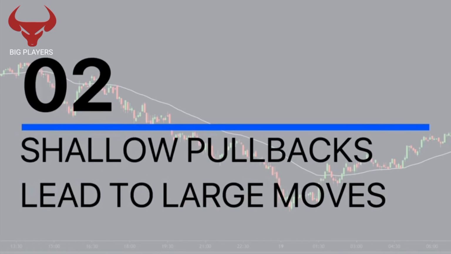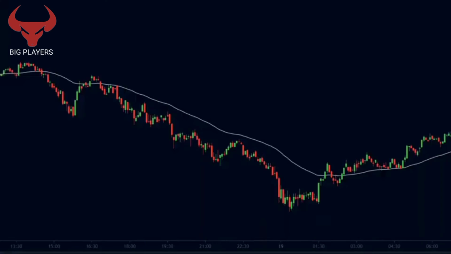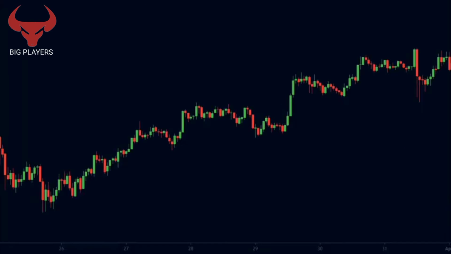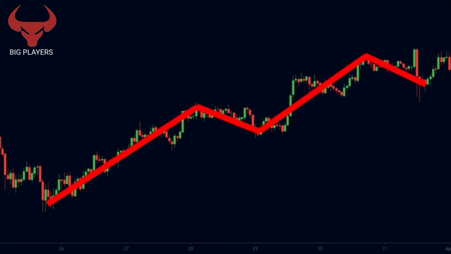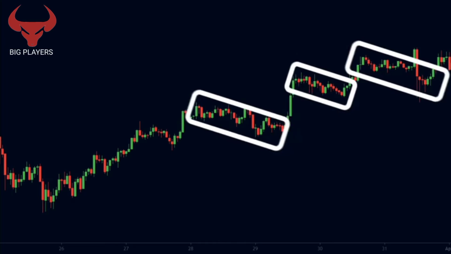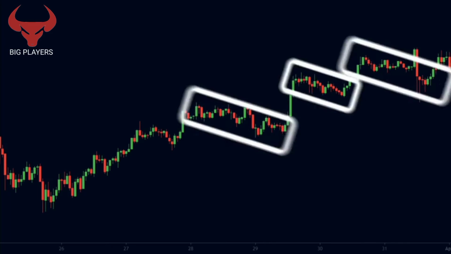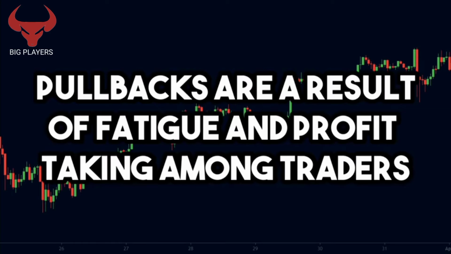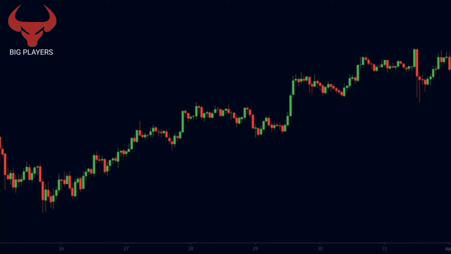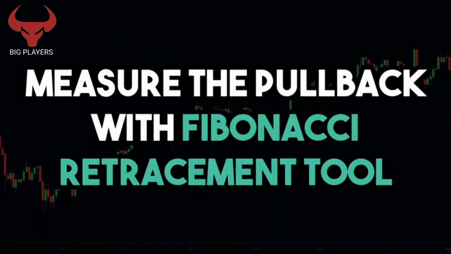Secret number 2. Shallow pullbacks lead to large moves. When the price is in a trend, it does not move in a straight line. Instead, it moves in a zigzag pattern. The price moves that are against the trend are called pullbacks. Pullbacks are a result of fatigue and profit taking among traders. Hence, pullbacks can provide us with a lot of information about the traders. A common practice of technical analysts is to measure the pullback with a Fibonacci retracement tool.